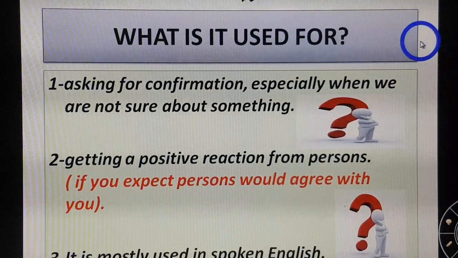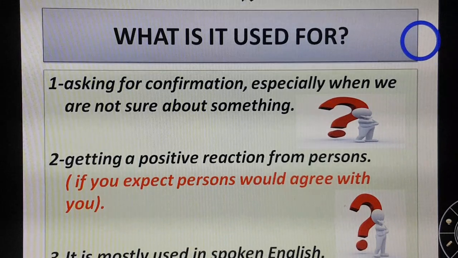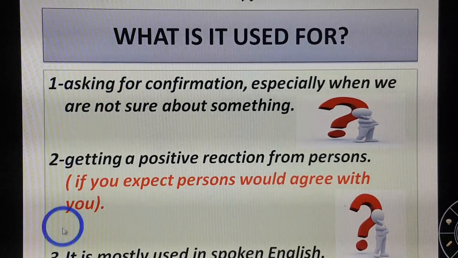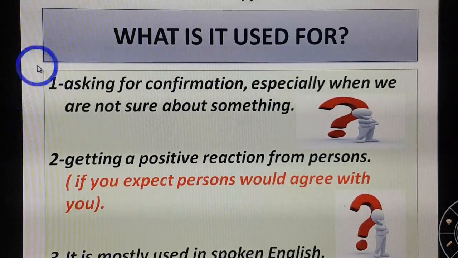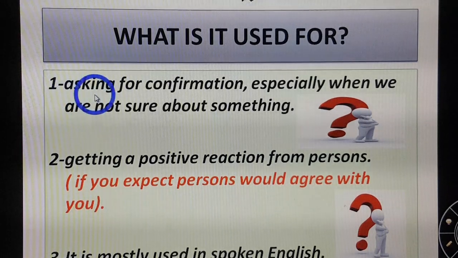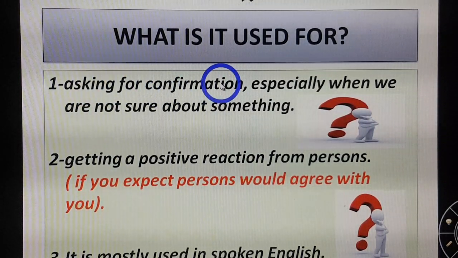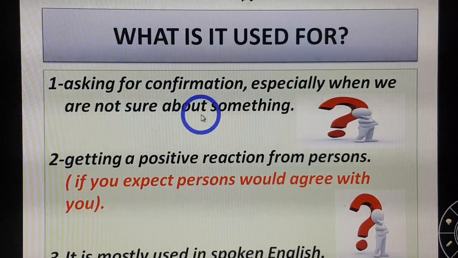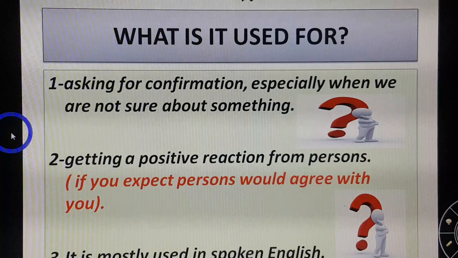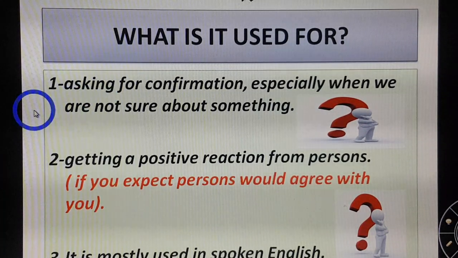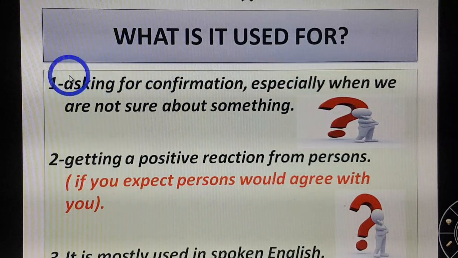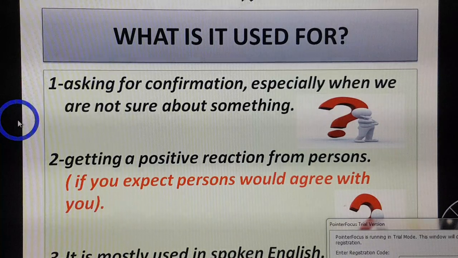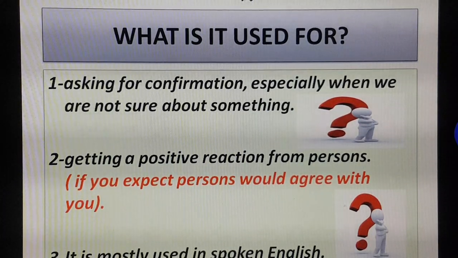What is the question tag used for? This is very, very important. Why should I use the question tag? Look here. I have actually 3 points here. Let's read these points carefully. Number one, I use the question tag asking for confirmation. يعني لطلب تأكيد. Especially when we are not sure about something. إذا أنا عندي شيء غير متأكد منه I will try to use question tag. Asking for confirmation, or in another phrase you can say checking information. إذا هنا عندنا طلب تأكيد على شيء أنت غير متأكد منه.